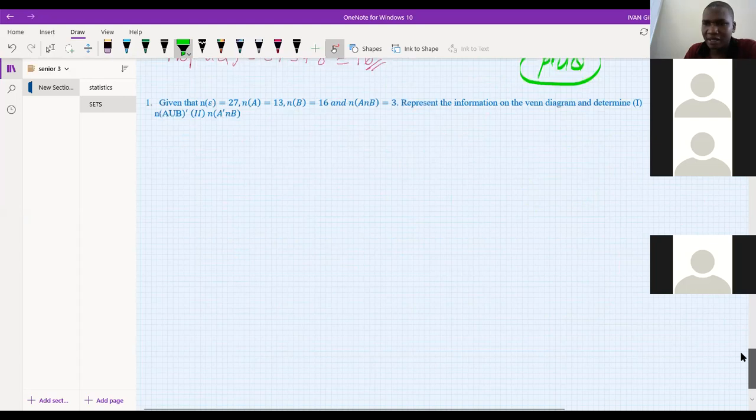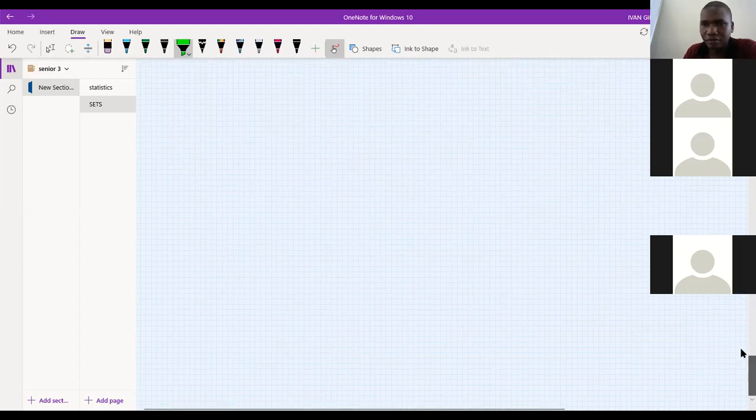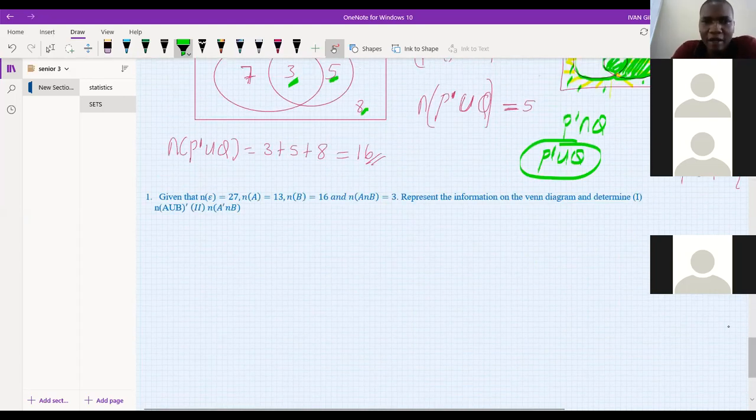So lastly, I think this is the last question on 2 sets. They are saying, given that the number of elements in the universal set is 27, number of elements in A is 13, number of elements in B is 16, and number of elements in the intersection is 3, represent the information on the Venn diagram, then use it to determine the following. I think we've done this several times. This is not a big deal. Let's also do this very fast.